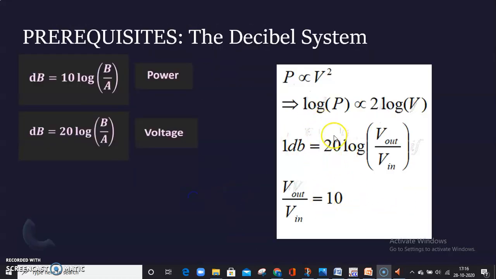And one more thing, in future videos, there will be the frequency response curve. In the y-axis, you will see amplitude. The amplitude will actually be the transfer function. The transfer function is this value here. So wherever you see amplitude, you replace it with 20 log V out by V in.